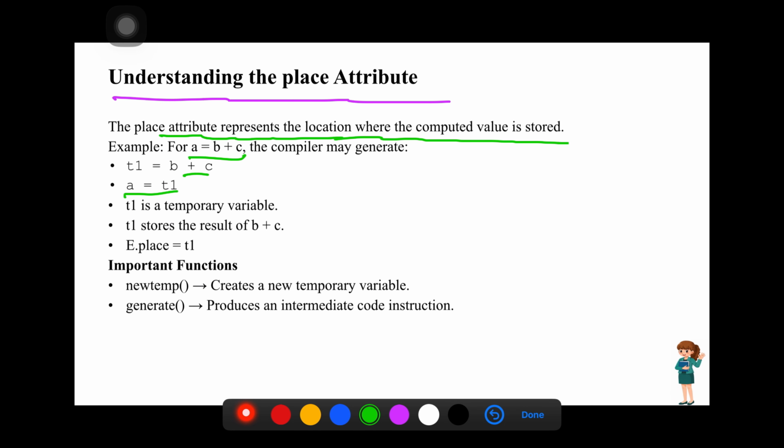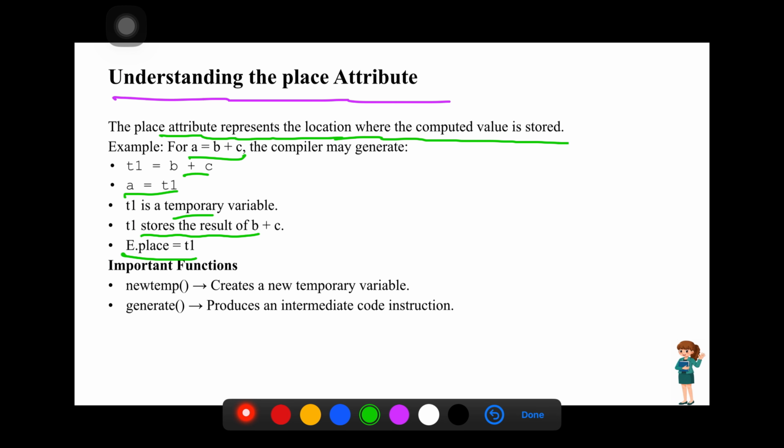Understanding the place attributes. The place attribute is used to identify where the result of an expression is stored. For example, consider A equals B plus C. The compiler generates T1 equals B plus C. Now the result of an expression is stored in T1. Therefore, E dot place equals T1. Then the assignment action generates A produces T1. So the place attribute tells us where the value of an expression can be found.